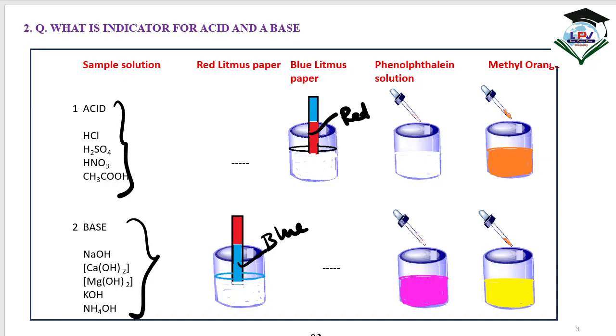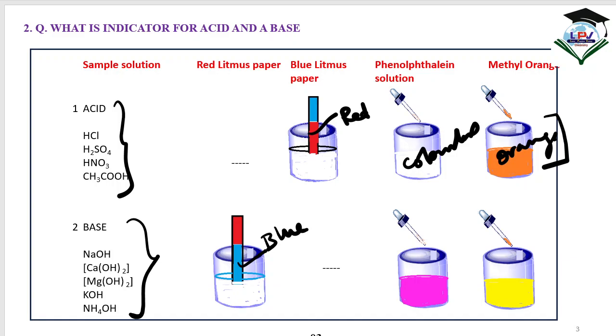Similarly, there are other indicators: phenolphthalein and methyl orange. If you take a solution of acid and put a drop of phenolphthalein solution, it is colorless. You don't see any color. Whereas if you put a drop of methyl orange, it turns orange in color. This says it is the presence of acid.